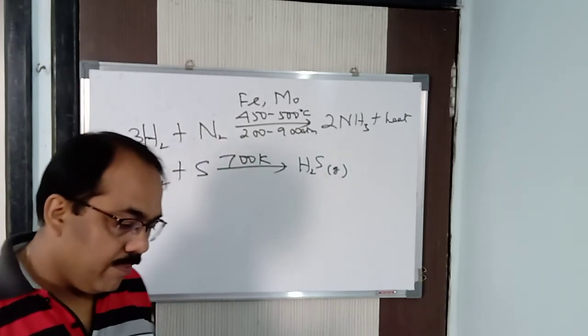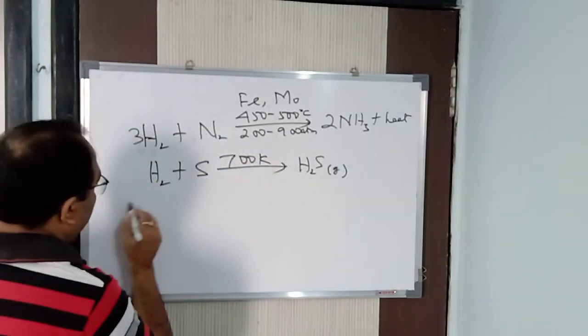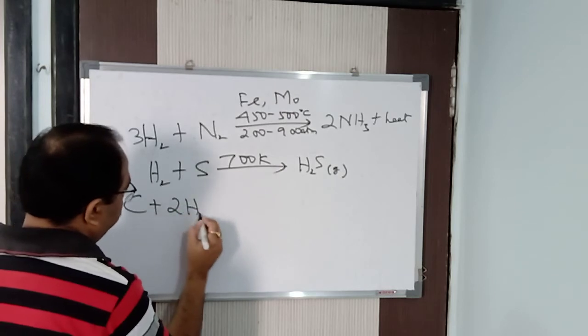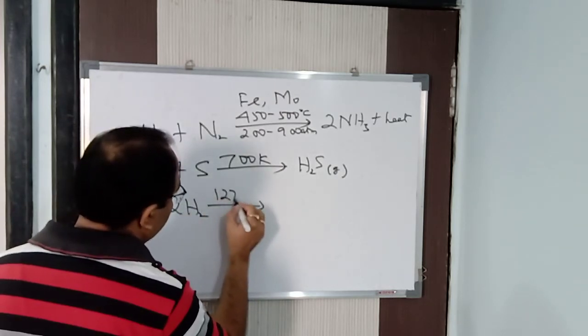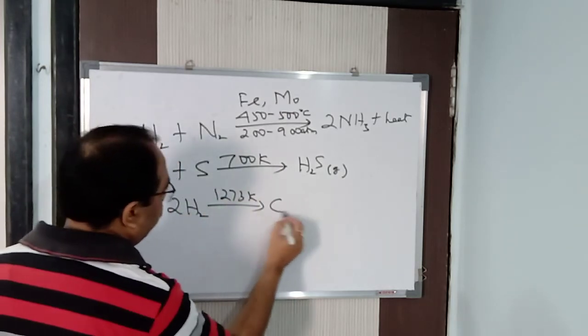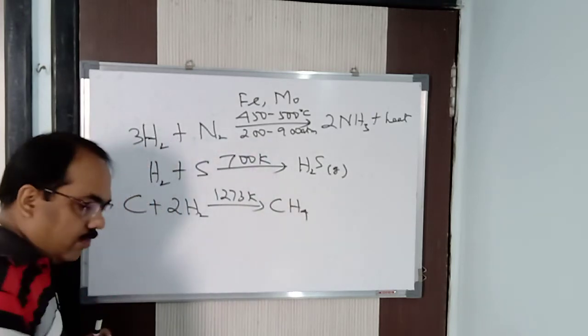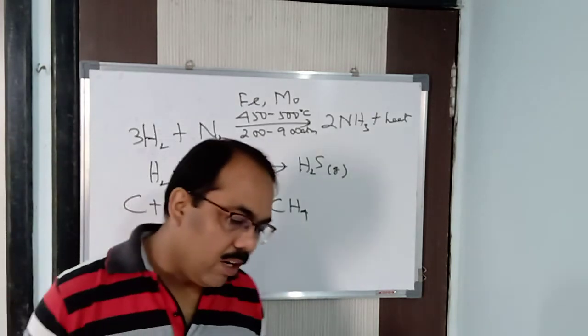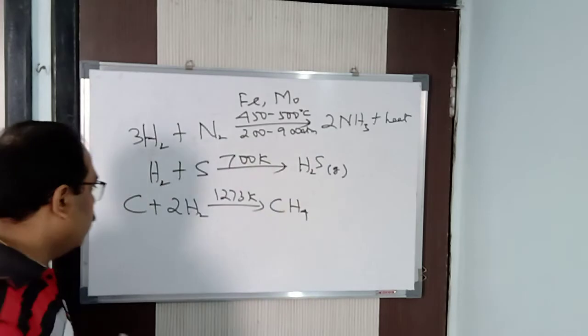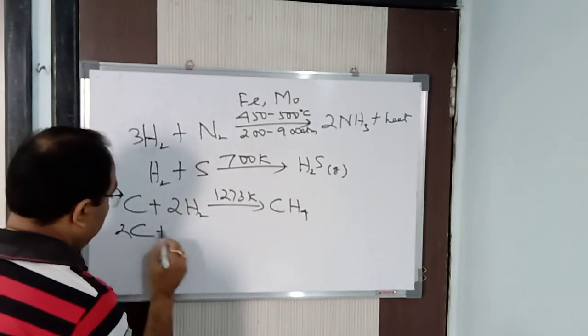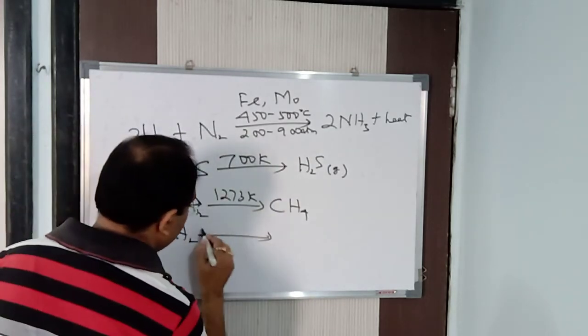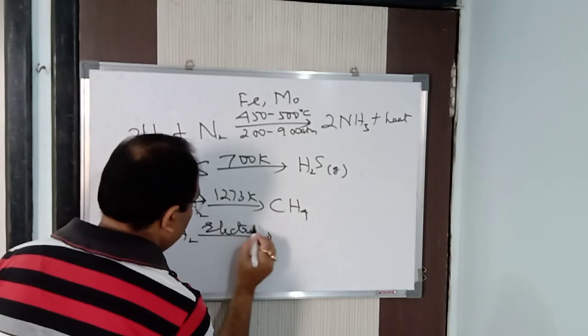Now, next is when carbon reacts with hydrogen. When it is heated at a temperature of around 1273 Kelvin, what does it form? It forms methane, CH4. Got it? Similarly, it can also form acetylene, like 2C plus H2. It forms in the presence of an electric arc.